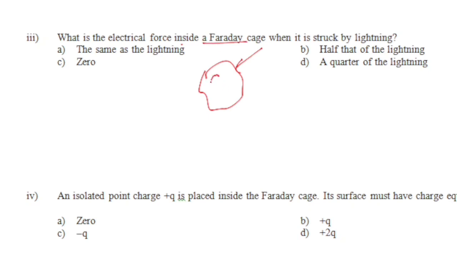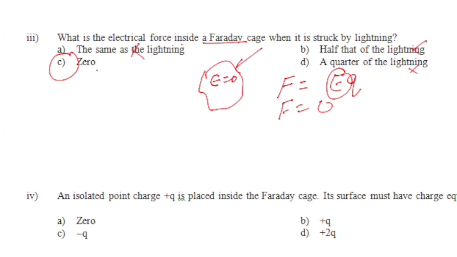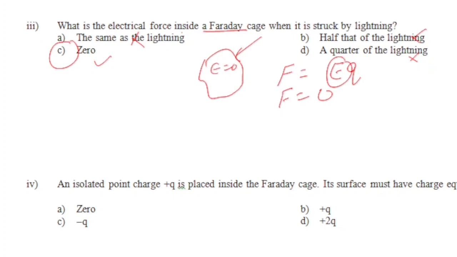You know, inside the Faraday cage, electric field is 0. So, what is the value of electrical force inside the Faraday cage? Yes, F is what? E into Q. If E is 0, it means electrical force is also 0. Which option is correct? Yes, option number C is correct. The same as the lightning, option A is wrong. Half that of lightning, a quarter, all options are wrong. Only what is the electric force inside the Faraday cage? 0, because electric field is 0. So, electrical force is also 0. Hope it's clear to all of you.